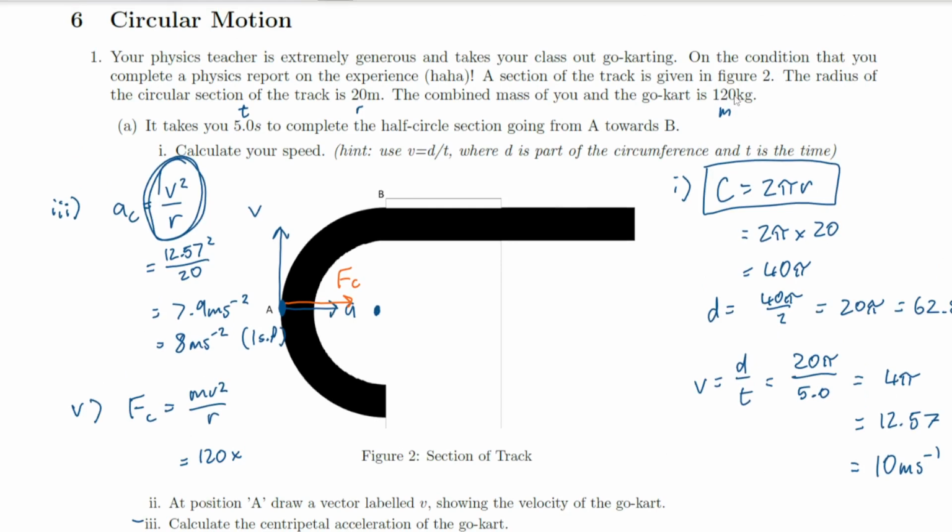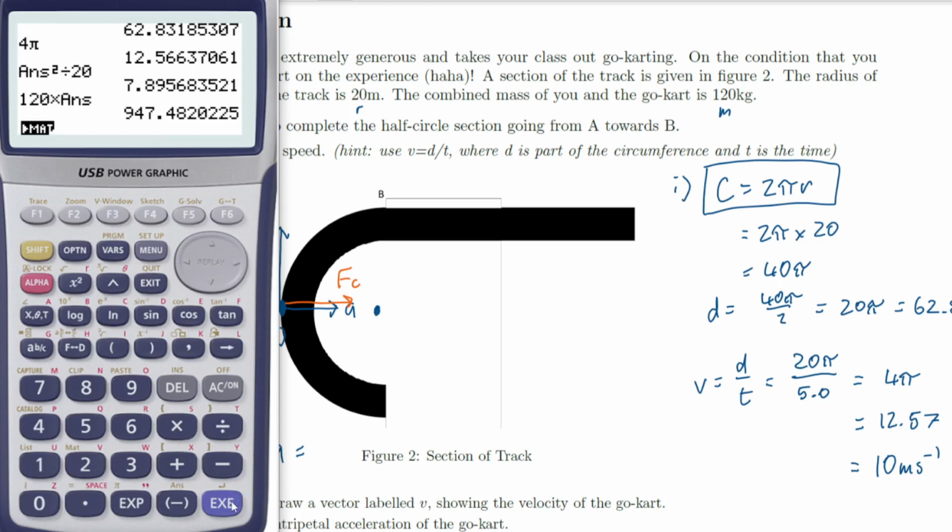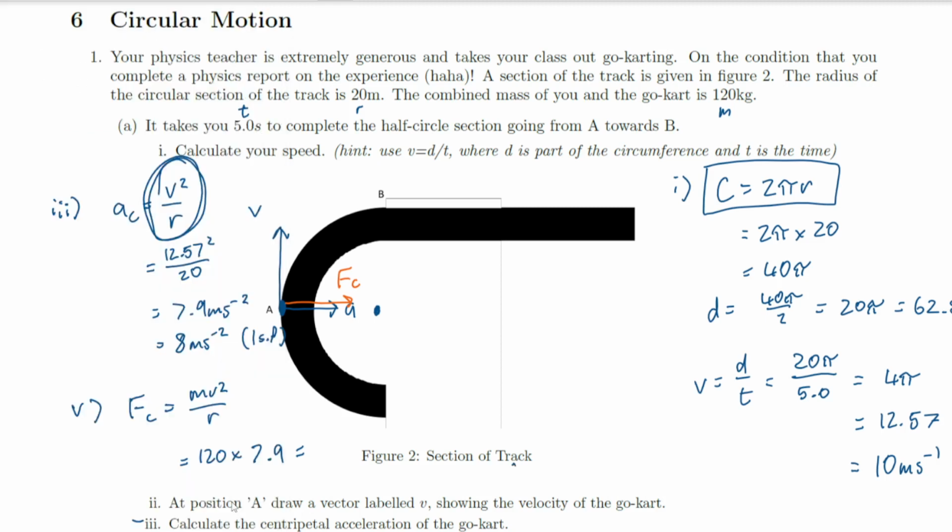And actually, instead of using 8, we should use our less rounded answer. 120 times answer, 947.5. And again, to one sig fig, that would be 900 newtons.